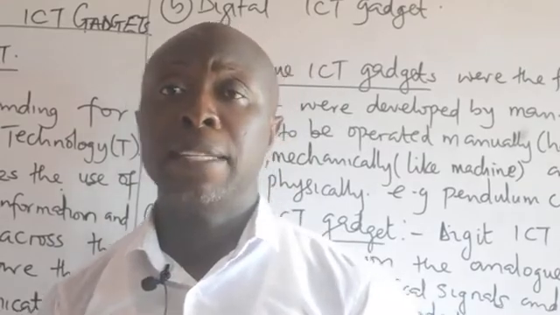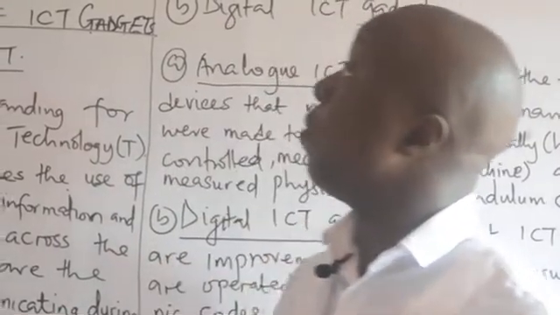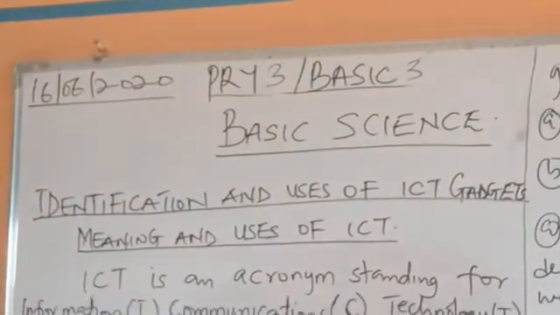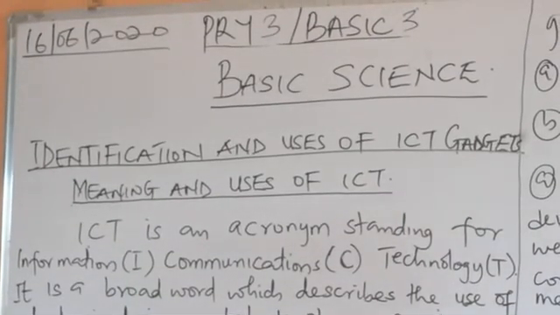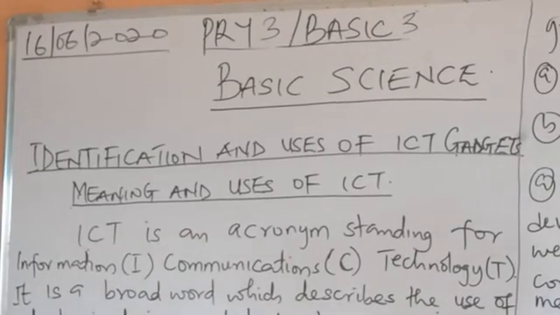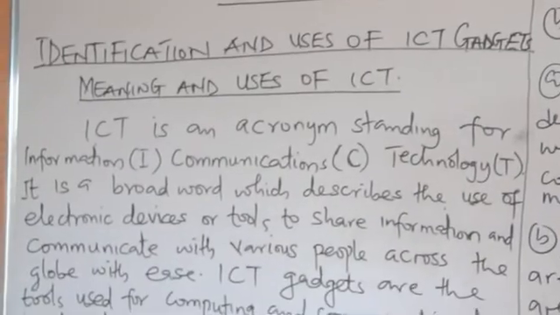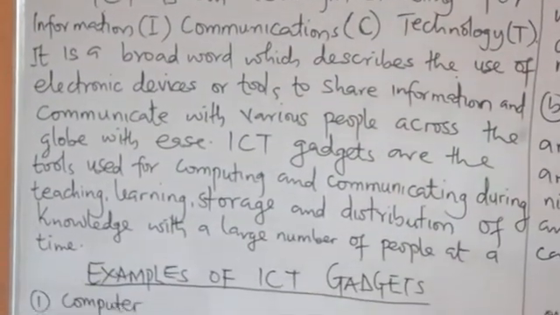My name is Mr. Benjamin Rubin, and this class is basically for primary 3 and basic 3. And the subject is basic science. And the topic that we'll be dealing with today is identification and uses of ICT gadgets. The topic again, identification and uses of ICT gadgets.